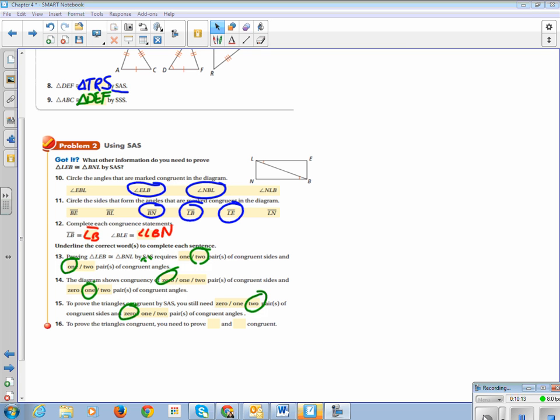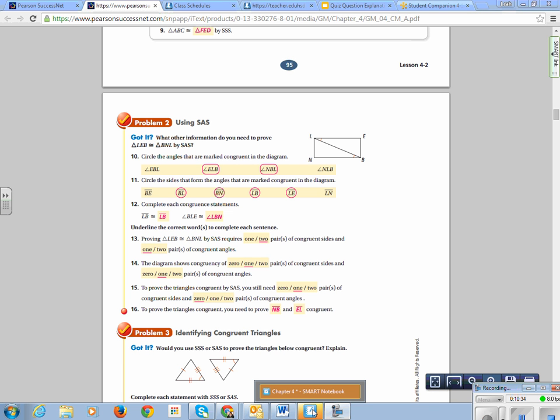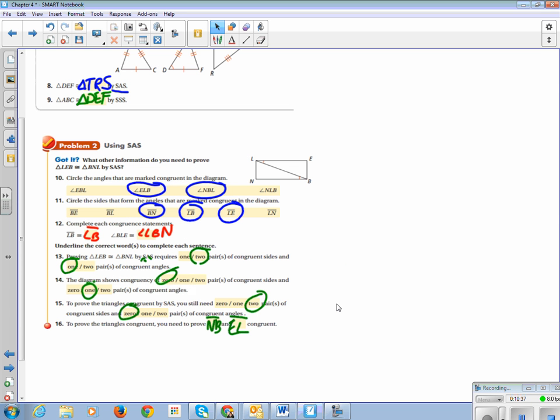Hold on, NB and LE congruent, because we can prove that LB is reflexive to LB, but we don't know anything about NB and LE. So let's make sure we circle BL on number 11. But it's not marked. Oh, circle the sides that form angles. Okay.